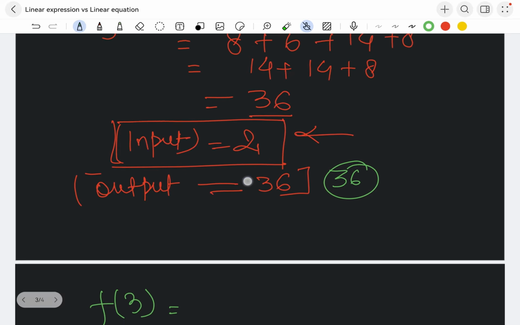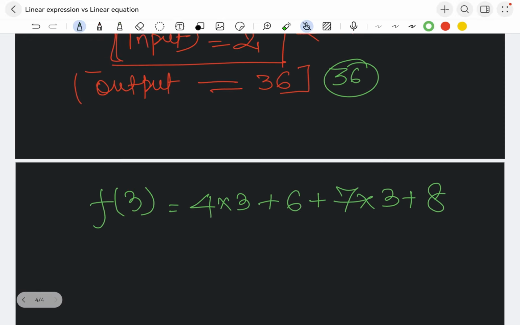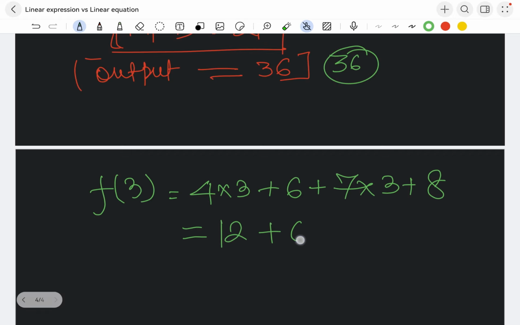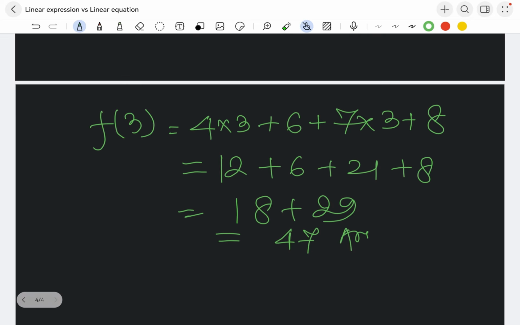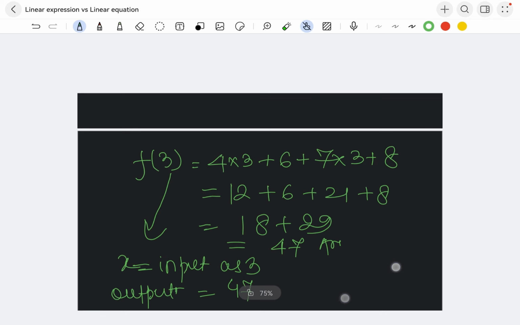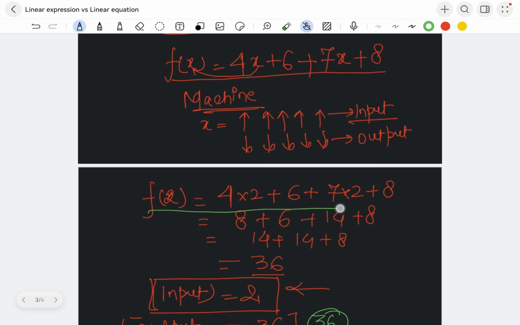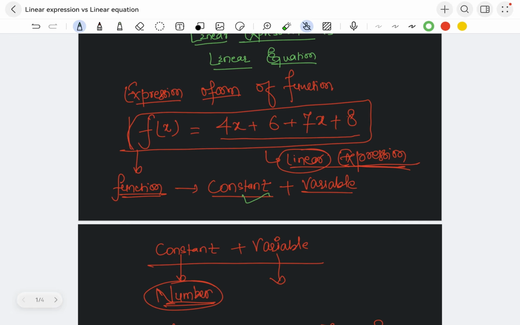In a similar fashion, if we take the value x equal to 3, then let us understand what the value will be. 4 into 3 plus 6 plus 7 into 3 plus 8. I guess this is the right thing. Yeah. So it becomes 12 plus 6 plus 21 plus 8, which gives you 18 plus 29, which gives you 47. Okay, so when x is input as 3, the output is 47. Hence you can see this works as an expression, and this expression function contains constants and variables.